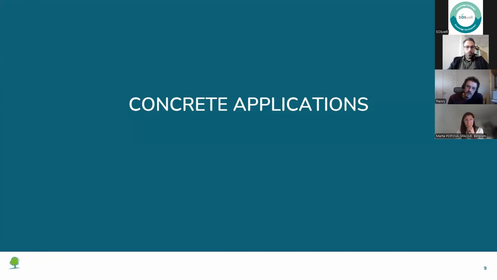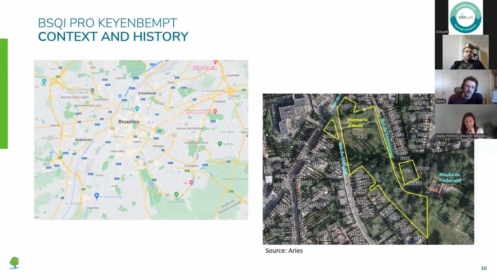Now, in practice, I'd like to share with you two different concrete cases of application of the BSQI. The first site is located to the southwest of Brussels. Here, it consists of 6 plots of land, mainly covered by vegetation or crops.